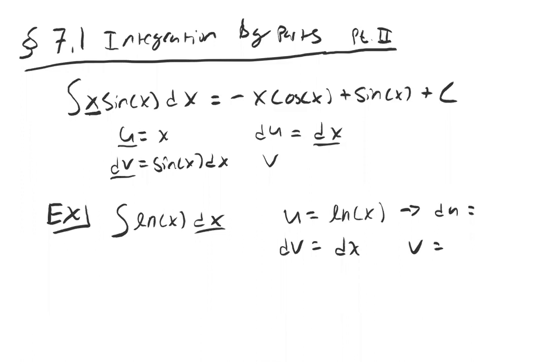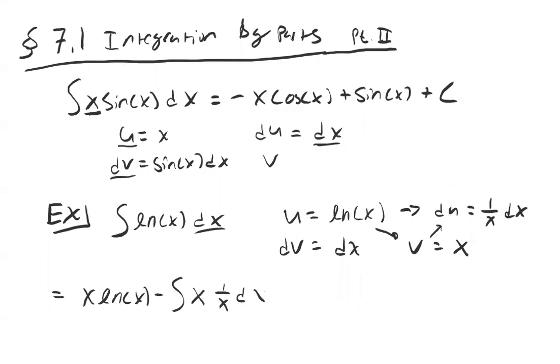So if u is ln of x, du is the derivative, 1 over x, times dx. And if dv is equal to dx, if I integrate that, I'm just going to get v is equal to x. So now I'm going to use my formula. The integral of u dv is uv minus the integral of v du. So this integral here is u times v, so it's x times ln of x, minus the integral of v du. So v is x, du is 1 over x dx. And you'll see why this actually worked out really nicely.